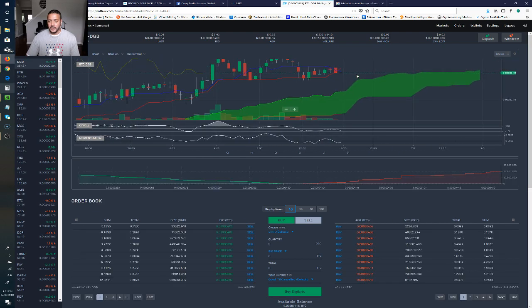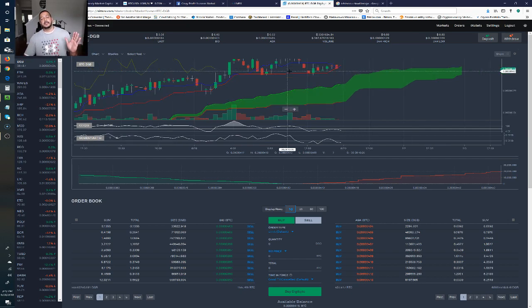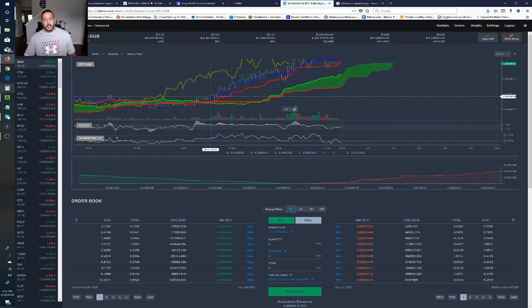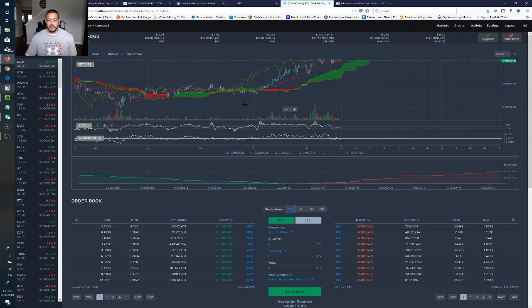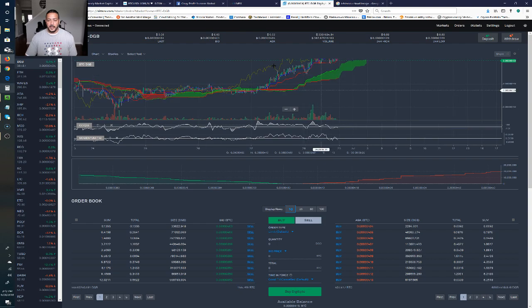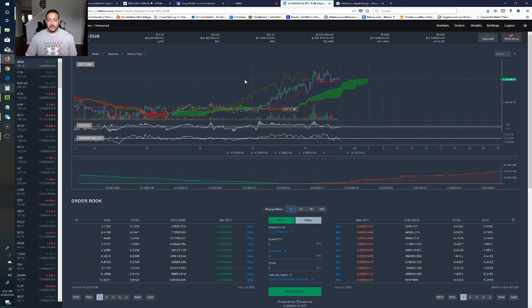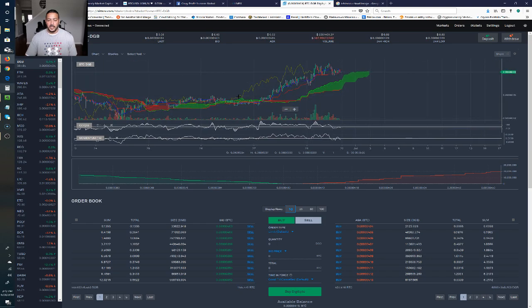As you can see here, I know the blue line crossed over the red. That usually means a sell. But look at the whole trading period, ladies and gentlemen. It's been bearish for a while, okay? And that's the reason why I don't want to sell.